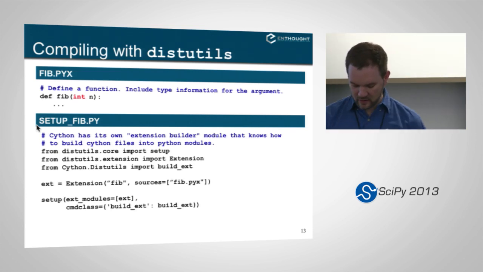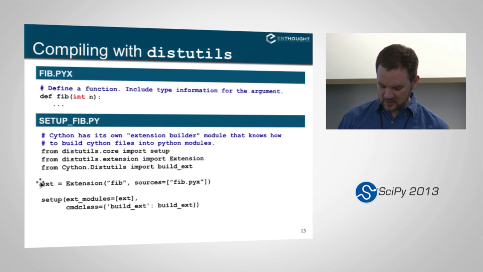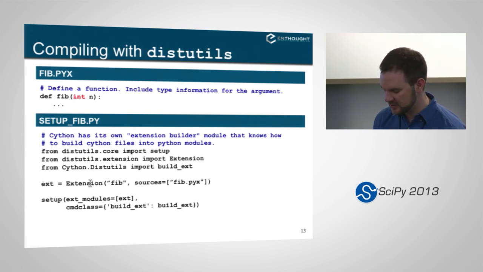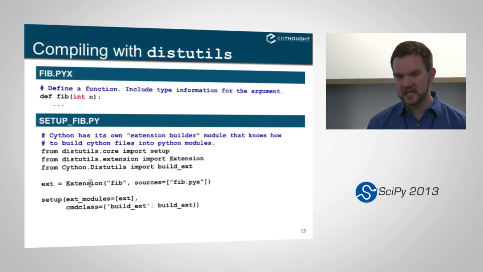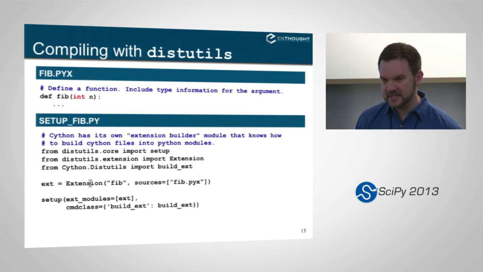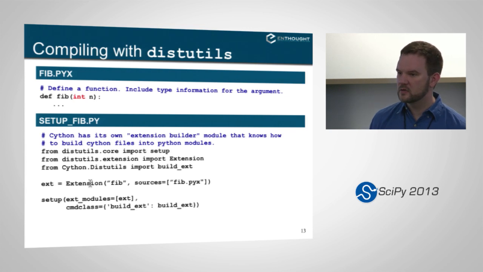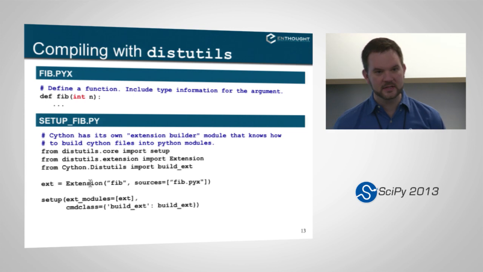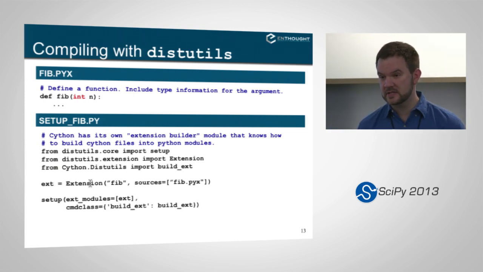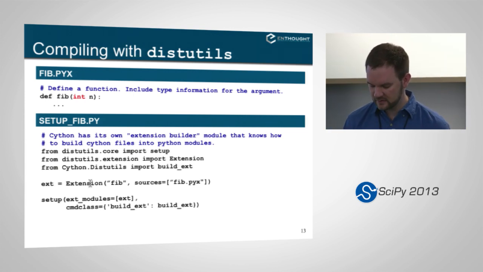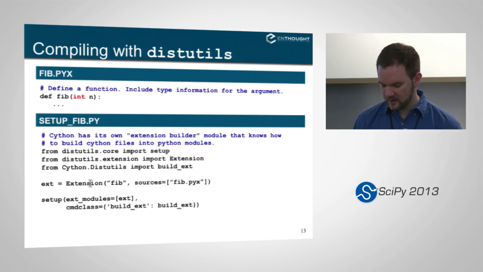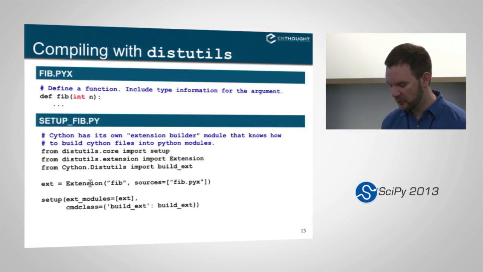The core of this is you just pull in what you need, and then you create an extension object with a capital E, Extension. You give it the extension's name, here fib, and then you give it a list of sources. You include in there any pyx files that you need to use, and also any .c files or .cpp files for C++ if you need to. Distutils will take all those source files and compile them into an extension module for you, okay?